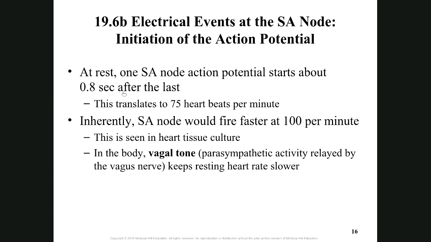The SA node can fire faster, and it can beat about 100 per minute. But in our body, we have a vagal tone. The vagal tone means that the parasympathetic activity has a very high impact and effect on our SA node, and it can keep the resting heart rate slower than 100 because it wants to reserve more energy in our body.